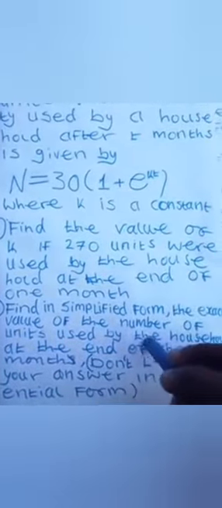And then the second one is saying, find in simplified form the exact value of the number of units used by the household at the end of 3 months, and they have said don't leave your answer in exponential form. So they want you to simplify by applying the principles of logs and exponentials. So let's solve the first question.